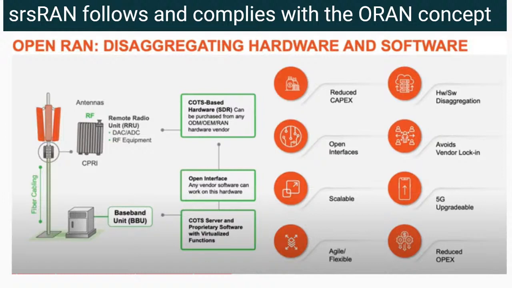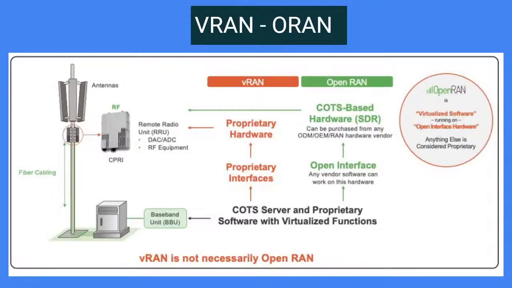For example, the interfaces here will be open. Any vendor software can work on the hardware, and the hardware can be a commodity server, with proprietary software, with virtualized functions. So the innovation here will be in the software, and the companies will be selling the software and the hardware, but independently. They are not coupled together. So this is the main concept of Open RAN.